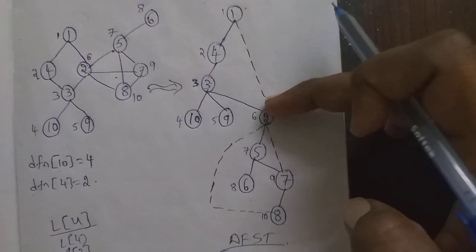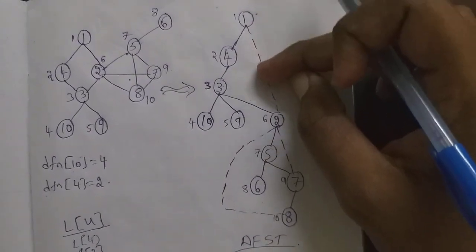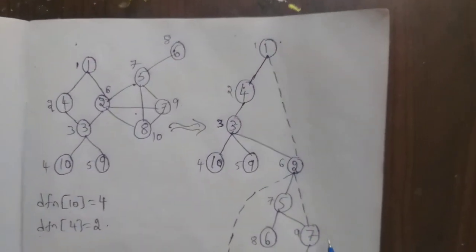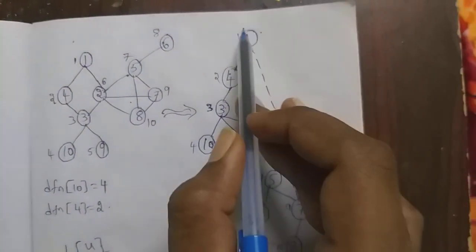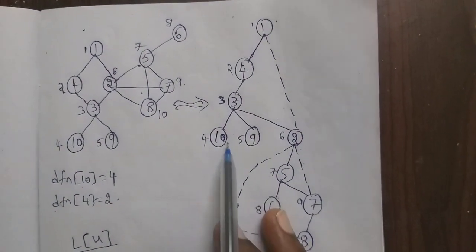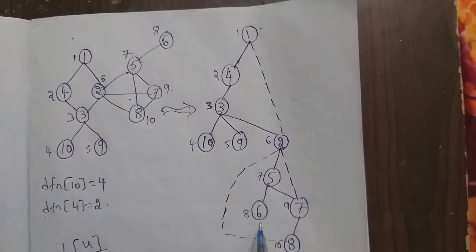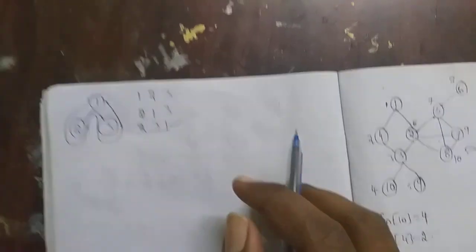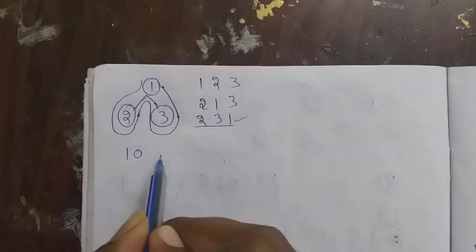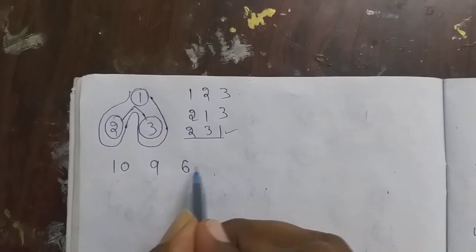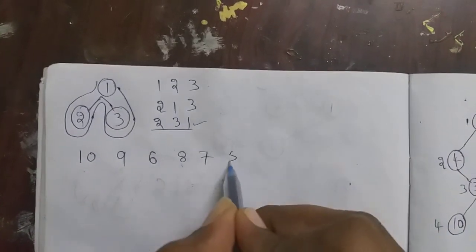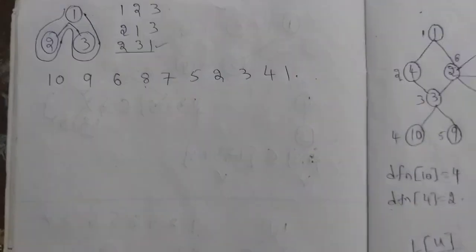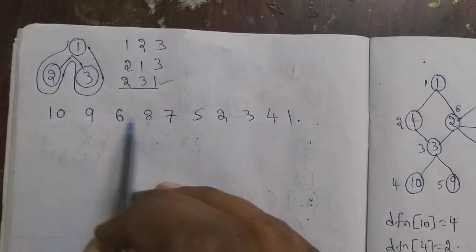Similarly, what is the post order traversal for this tree? You try to find out this. What will be the post order traversal of this tree? Starting from here, 10, next 9, 6, 8, 7, 5, 2, 3, 4, 1. That is the post order traversal. I am writing here the post order traversal directly: 10, 9, 6, 8, 7. You just try to analyze on your own. 4 and 1.